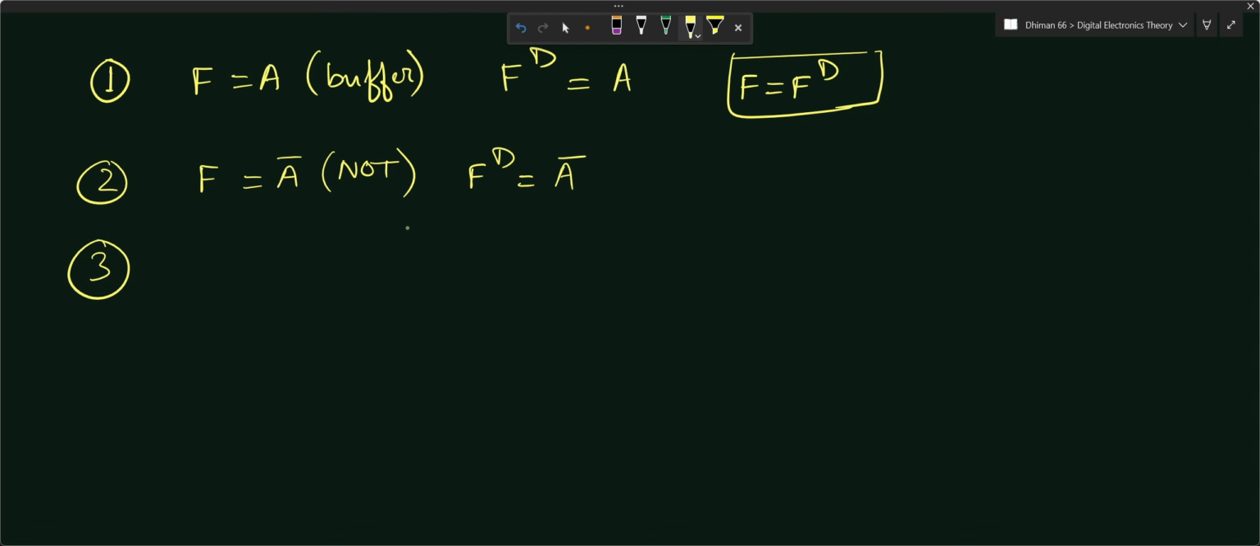In the third example, let us consider f equal to a b. So what is the meaning here? This is the AND operation. If we find out the dual of this given function, what will happen? Here we have an AND operation, the dot is there. So we have to replace the AND operation with OR operation.